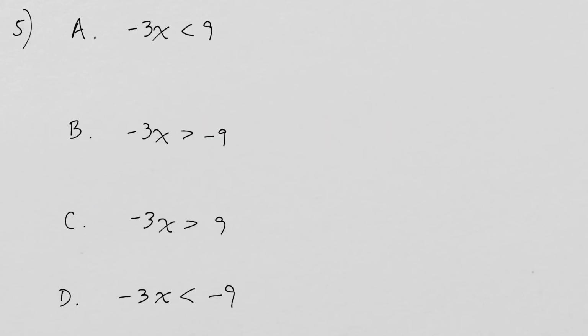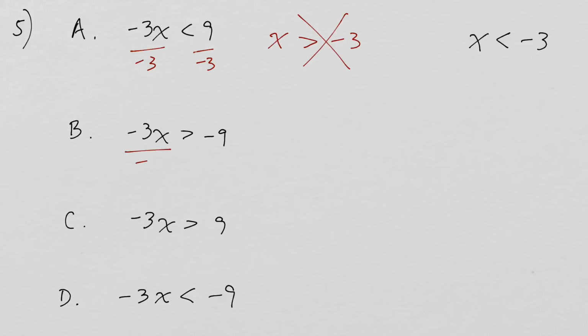Okay, so for number 5, they're asking which one is equivalent to x is less than -3. So let's look at the first one. If we divided by -3, the inequality would flip directions to be a greater, and we'd have -3. So it can't be this one. Let's look at part B. If we divided by -3, the inequality would flip directions, and this would be -3. So that looks like what we're after.